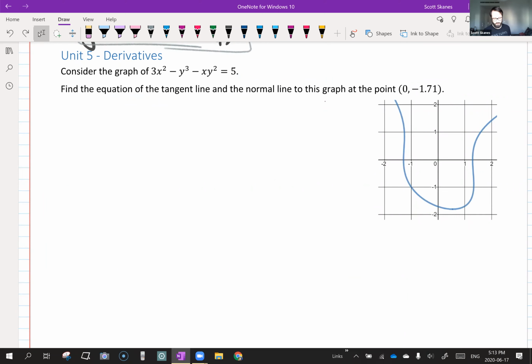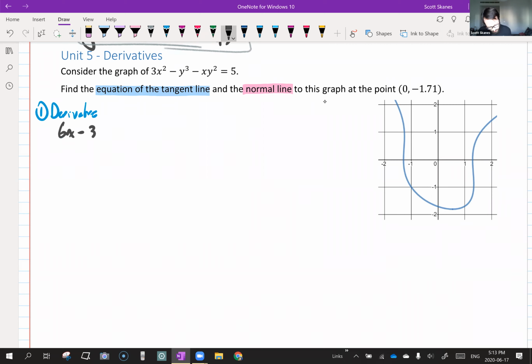So this question is the equation of a tangent line and a normal line to the graph, and we're given a point. So the steps are always the same. I always give the same steps. First step is to find the derivative, which I'm going to do.